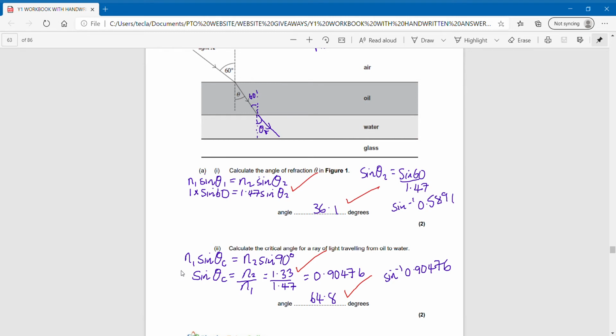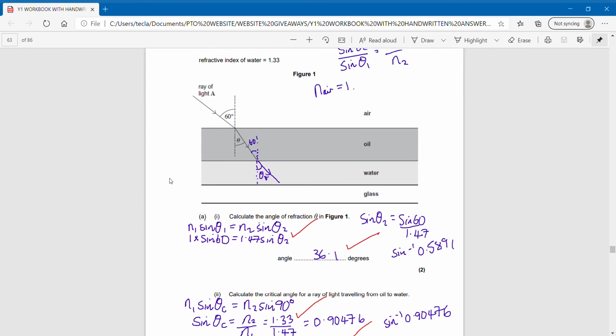So we can use the same equation, but this time we're going to put in sine 90 for our refraction angle, which equals 1. And then for the sine theta on this side, we're going to call that theta c, which is the critical angle. So that then simplifies to sine theta c equals N2 over N1. So it's the ratio of the two refractive indices.